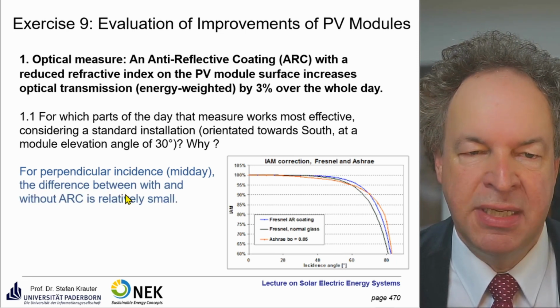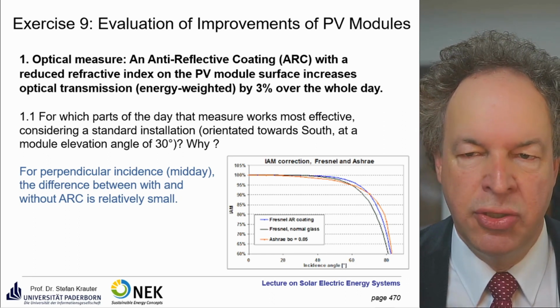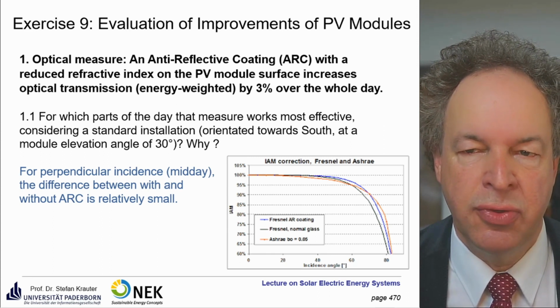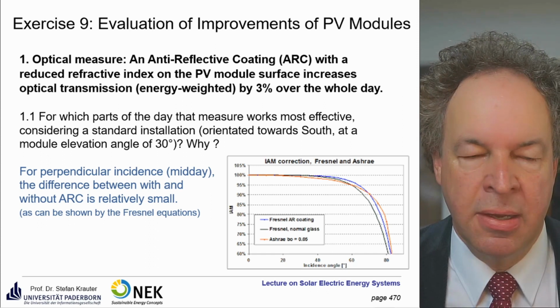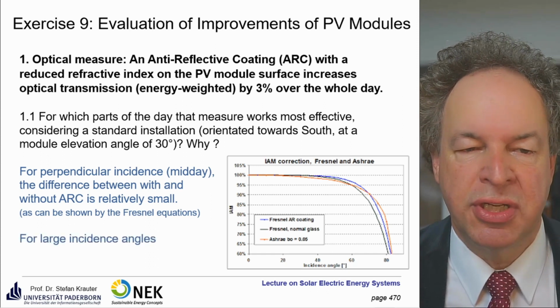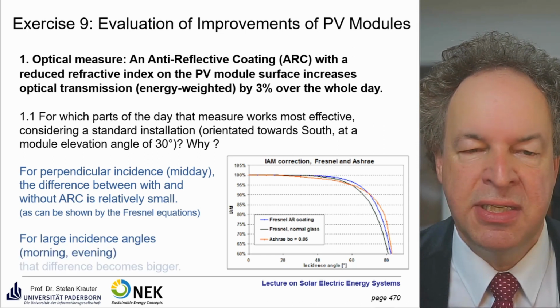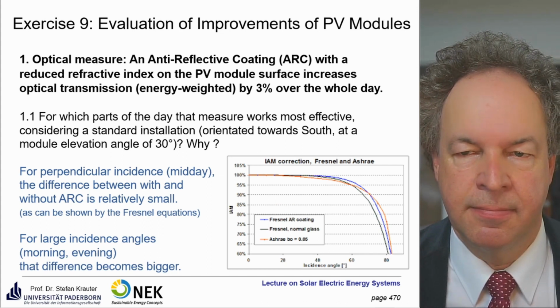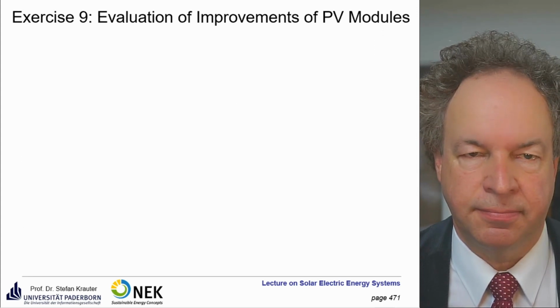So the difference between with and without AR coating is relatively small. You can derive that also by the Fresnel equations, as I showed you in the optical part. But if we go towards a large incidence angle, that means if we go towards the morning and the evening, then we see a difference, and the difference becomes bigger. So it's more effective in the morning and evening hours.